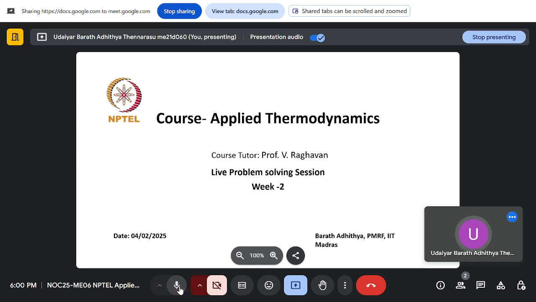So this is week 2 of the problem solving session for applied thermodynamics course. Previous week we started with entropy balance for a control volume. So this week is also a continuation of that. We will see some more problems doing an entropy balance, and let's get started.